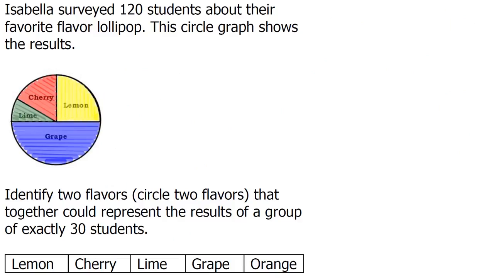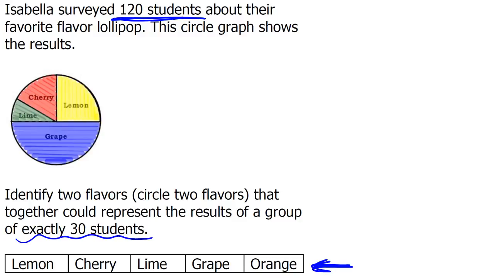Let's take a look at this problem. Isabella surveyed 120 students, so let's underline that, about their favorite flavor lollipop. The circle graph shows the results below. We need to circle 2 flavors that together could represent the results of a group of exactly 30 students.